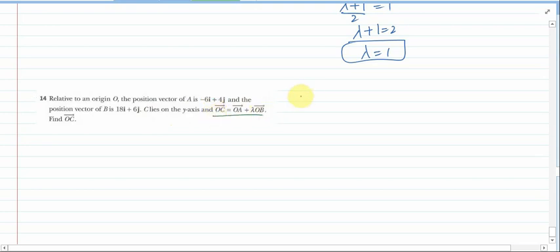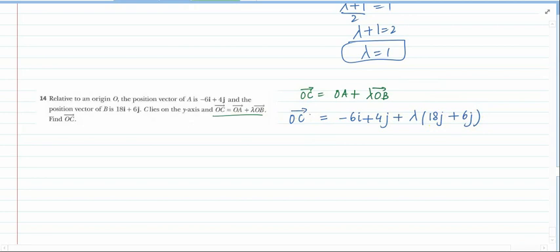It says that OC is equal to OA plus lambda OB. Alright, the value for OA we have, it's minus 6i plus 4j, plus lambda times OB, which is 18i plus 6j. Alright, and that is equal to OC. We need to find OC, but the important condition is C lies on the y-axis. That means the x coordinate will be 0 here.